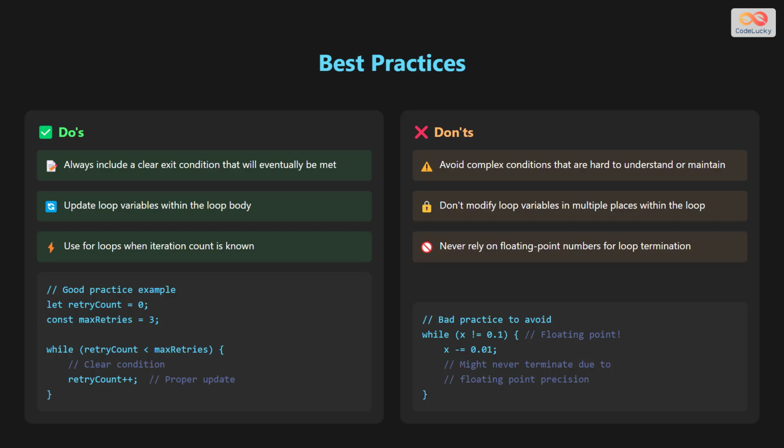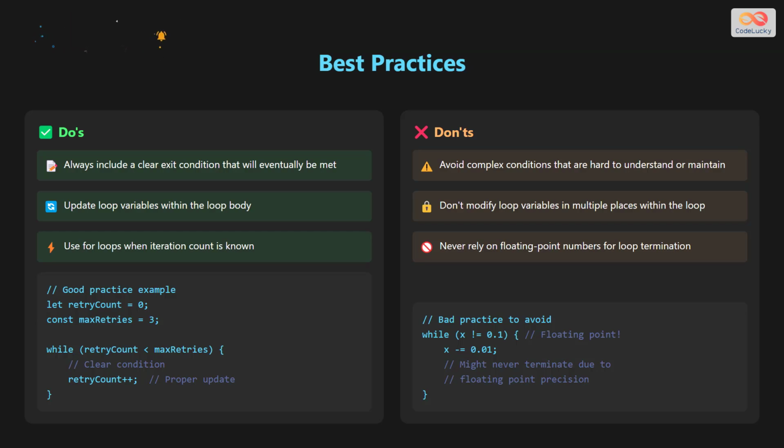Here is an example of good practice. We initialize a retry count to 0 and the max retries to 3. The while loop continues as long as retry count is less than max retries. Inside the loop, we increment retry count using retry count++.